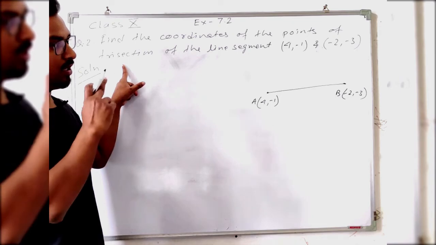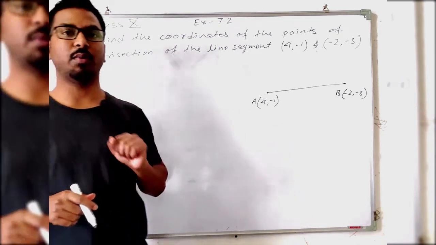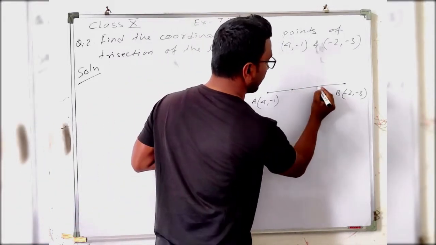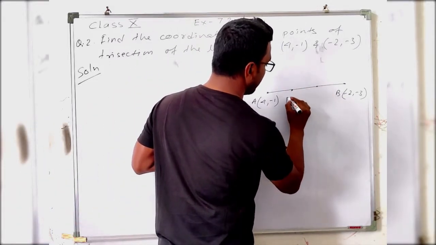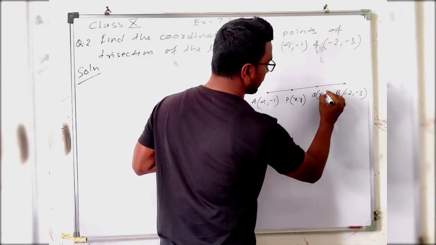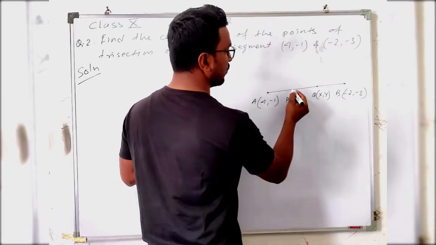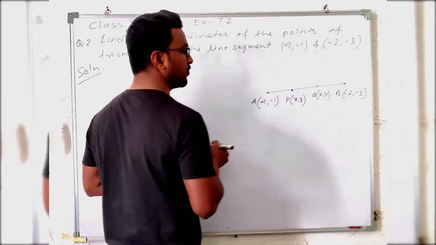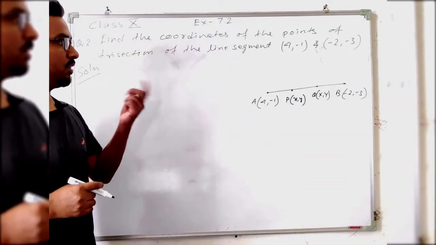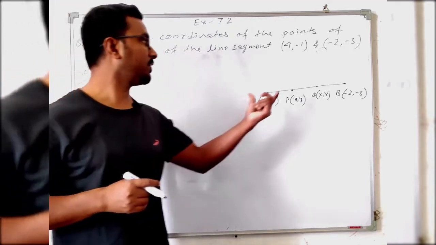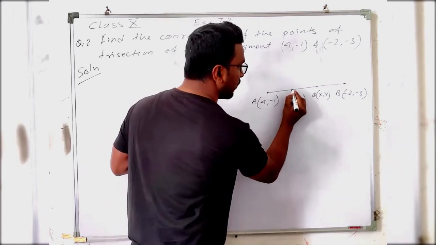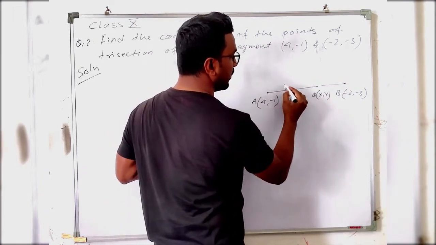Trisection means when the line is divided into 3 equal parts. So we'll divide it into 3 equal parts. Let's name the points P as x comma y, and this one Q as capital X, capital Y. We need to find these 2 points, point P and point Q. Here the ratio is not given, but it is given that this is trisection, meaning all the parts are the same. So to find this point, the ratio will be 1:2.